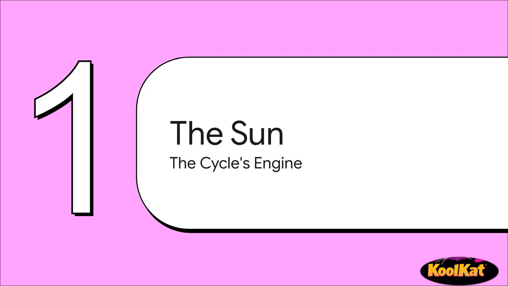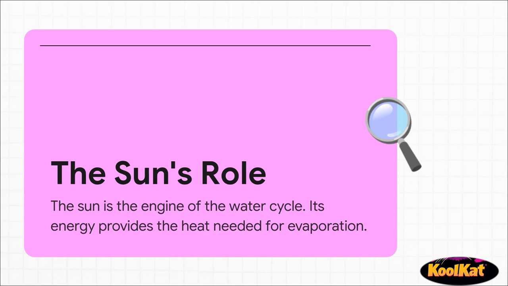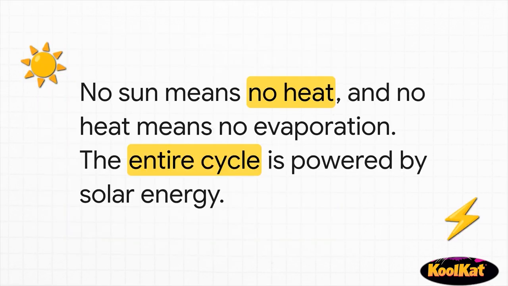Okay, so where does this whole epic journey even begin? Well, before we can follow a single drop of water, we've got to talk about the engine that powers the entire trip. And that, my friends, is the sun. You can really think of the whole water cycle as this gigantic machine. And the sun? That's the engine that makes it all go. It's the sun's energy that provides the heat, and that heat is the absolute number one ingredient we need to get this whole process started. And this is really the most crucial point to get.